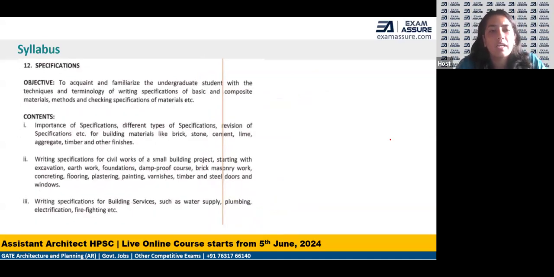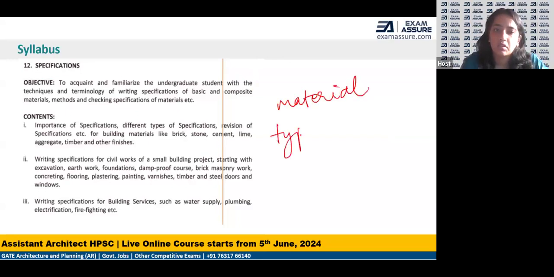Specification writing, you are expected to know the basic terminology that is used for specification writing, plus materials, methods of checking specifications, right? Different types. What is it for brick, stone, concrete, different material? How is the approach different? For painting, plastering, different type of work, how is the approach different? So right from material to type of work, it's important to know or have an idea of this.